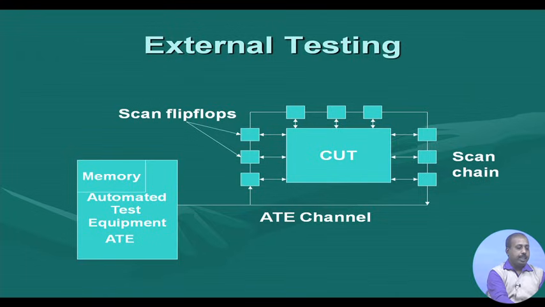Now, from the ATE channel, the test pattern bits will be shifted through the scan flip flops, and the response bits will be collected again onto the scan chain flip flops and shifted out through the ATE channel. So, this is the method for external testing that we have seen in previous classes.